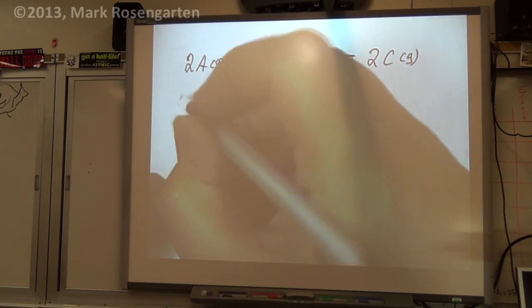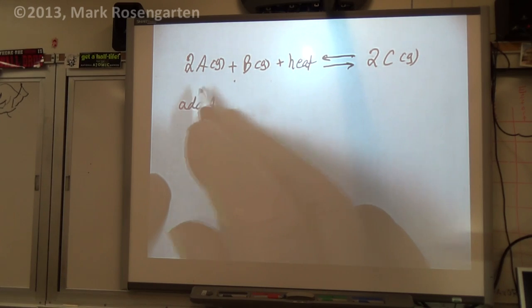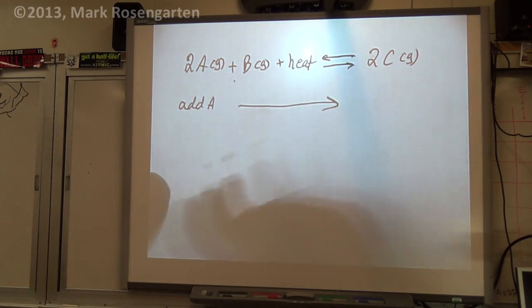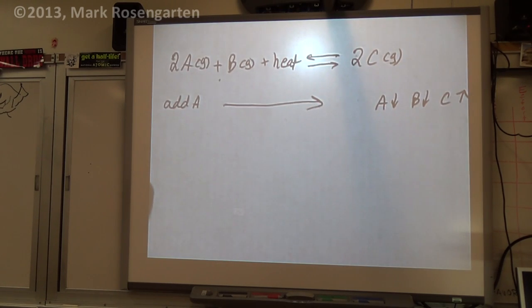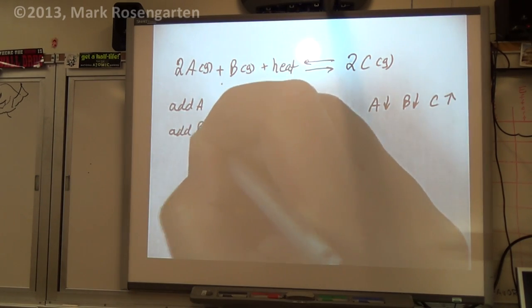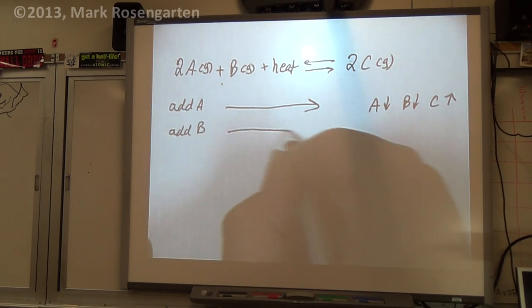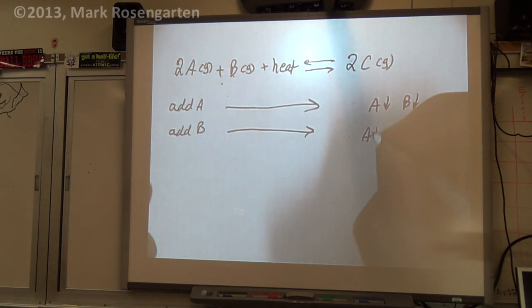For example, if we add A, the stress is, oh my God, there's too much A! We've got to get rid of it! And the only way to get rid of A is to react it with B to form more C. So what will happen is A will go down, B will go down, and C will go up as a result of this. If we add B, the equilibrium is like, we've got to bring that B back down! And the only way you can do that is by using up B, reacting it with A. So A goes down, B goes down, and C goes up.